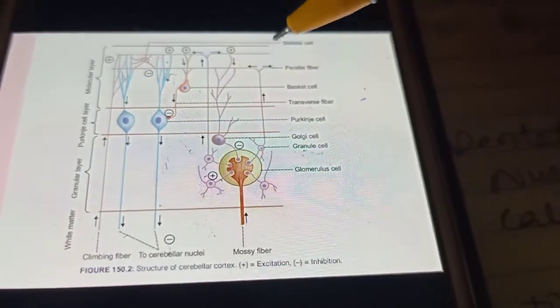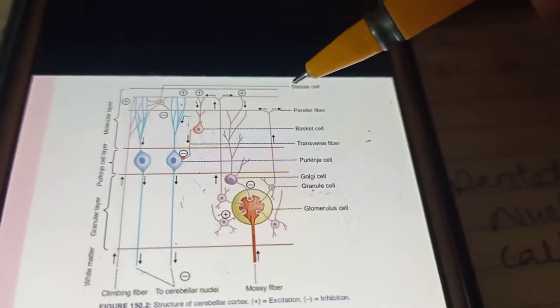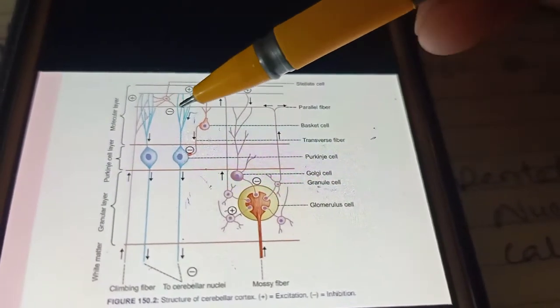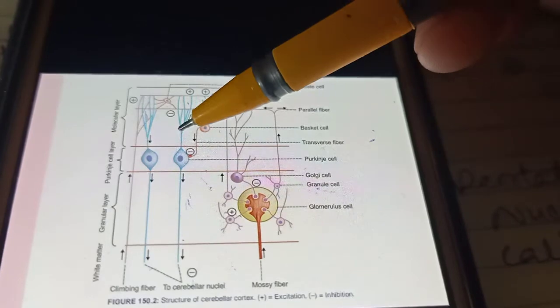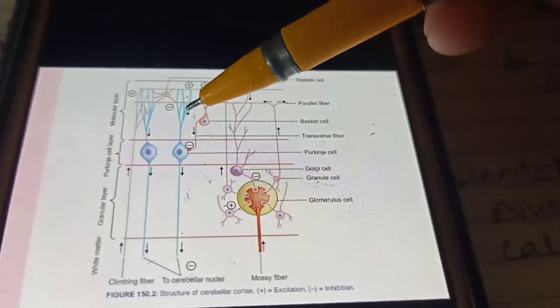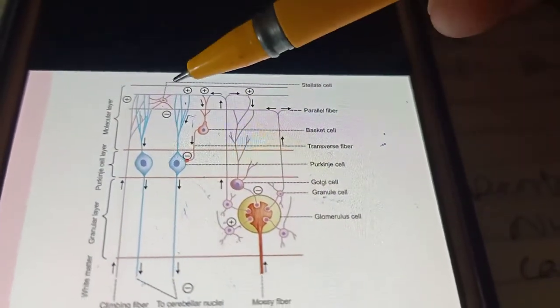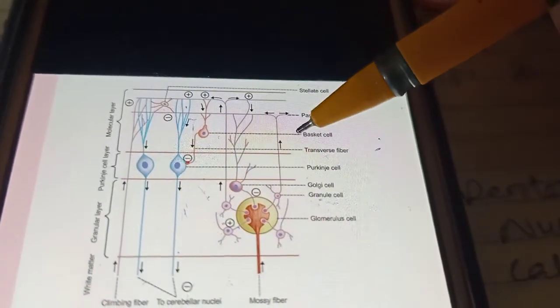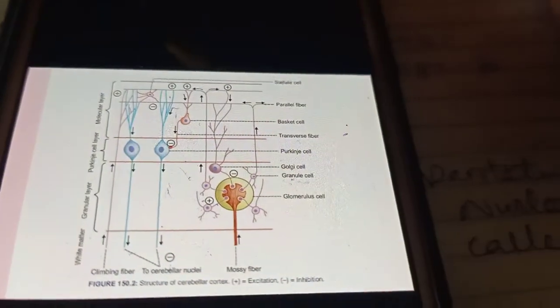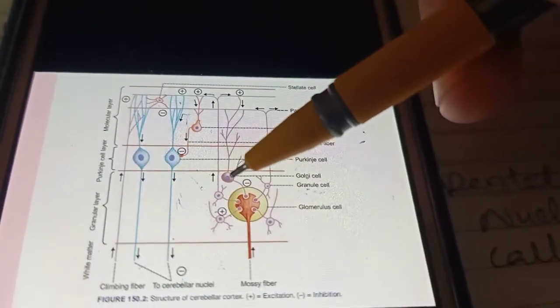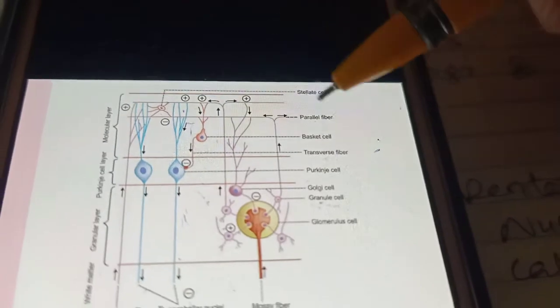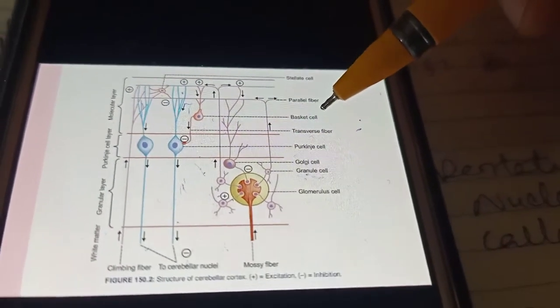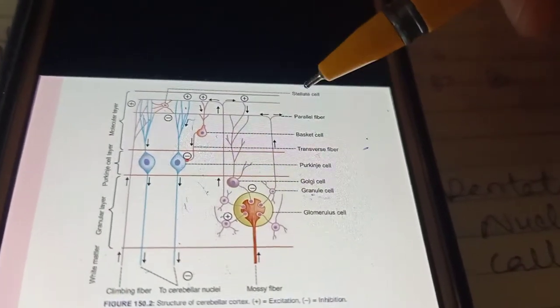They will synapse with the dendrites of the stellate cells, the dendrites of the basket cells, and the dendrites of the Golgi cells. So they are synapsing with the dendrites of four types of cells.